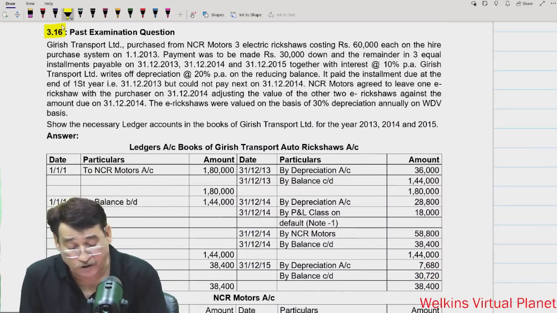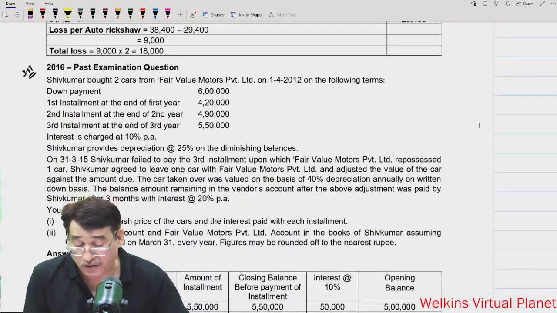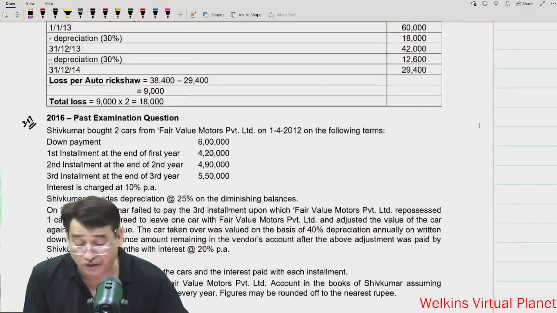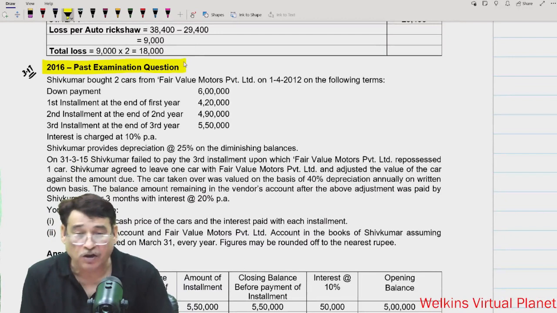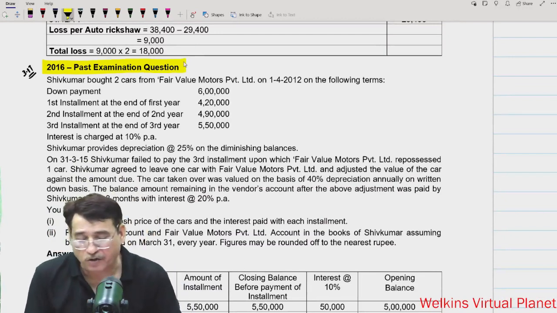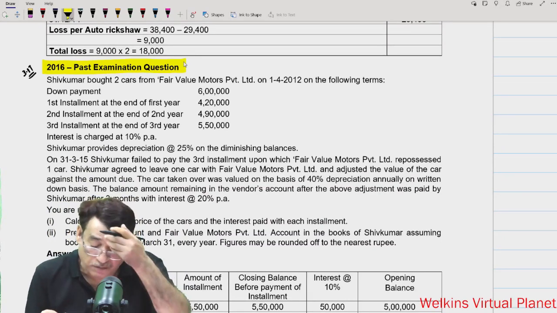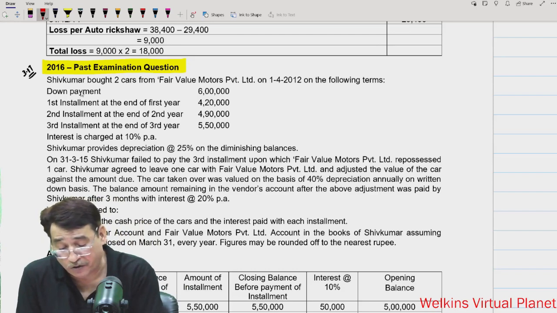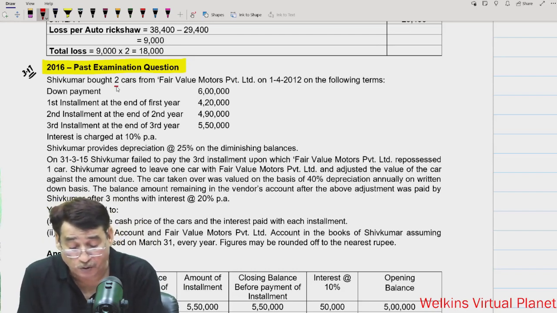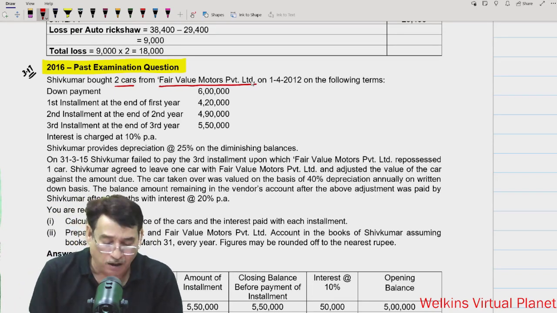3.16, you can manage it. And now this is the last question of this particular section, 3.17, correct? And you can see actually all these questions which we did today, questions of such pattern of late are striking the examination with high velocity. So we come over to this particular question. Shiv Kumar in this case bought two cars from Fair Value Motors Private Limited. Although the figures are different, but question is on similar pattern, correct?